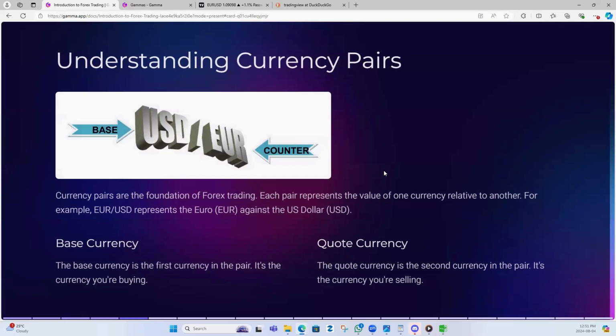Okay, so basically currencies are traded in pairs. So this is how the currencies are being traded. You have, like, US dollar slash euro. The first currency is the US dollar. We call it the base currency, right? The second currency is the counter currency or quote currency. The base currency in the pair is the currency that you are buying, right?